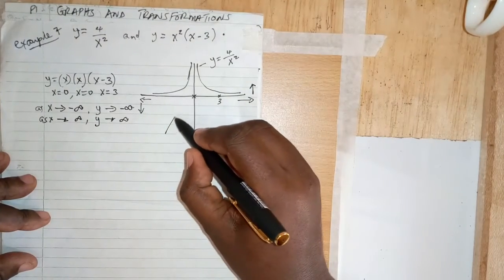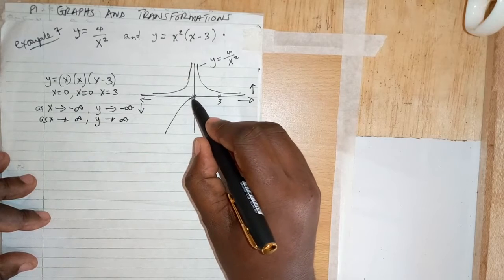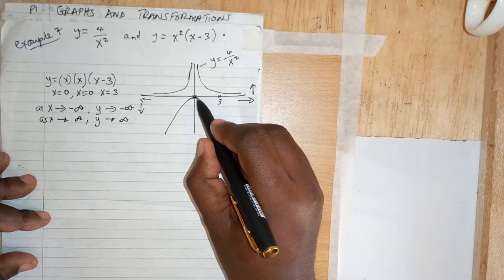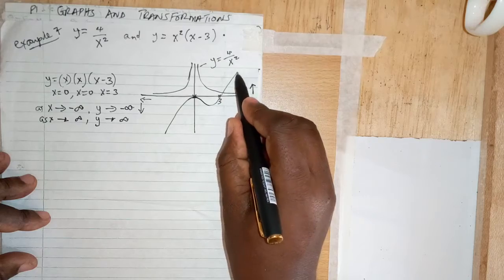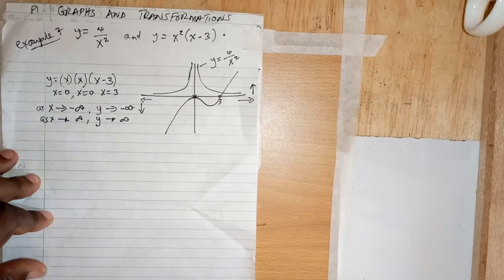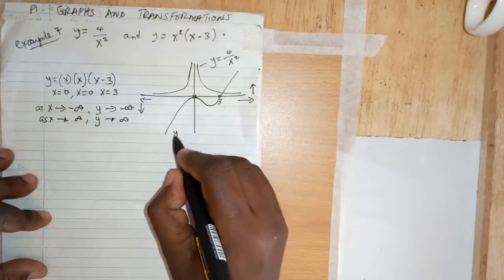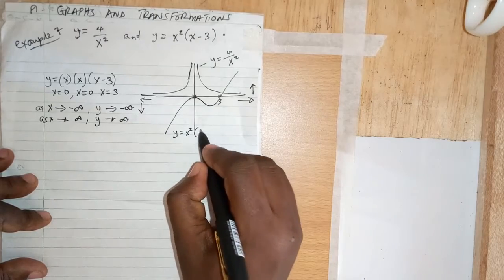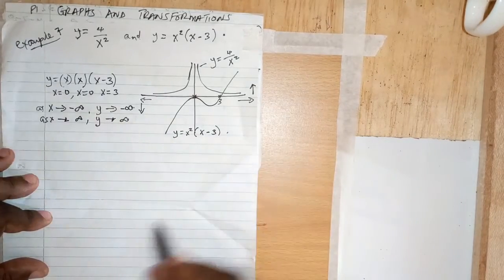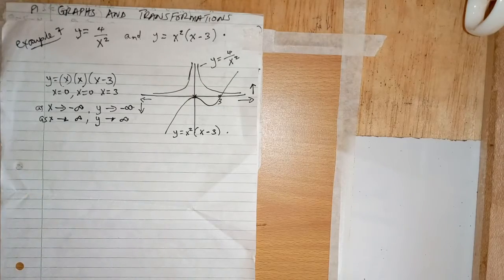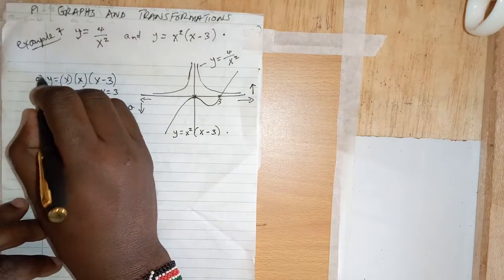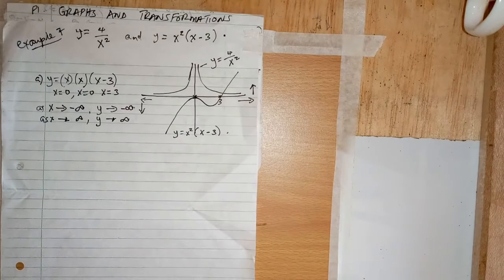So we are having a graph that touches 0 once, then goes back and touches and crosses at the point when x is equals to 3. And this is the graph of y is equals to x squared, x minus 3. That is part A of the question. We are supposed to sketch on the same set of axes. Part B, using your sketch, state with a reason the number of real solutions to the equations.